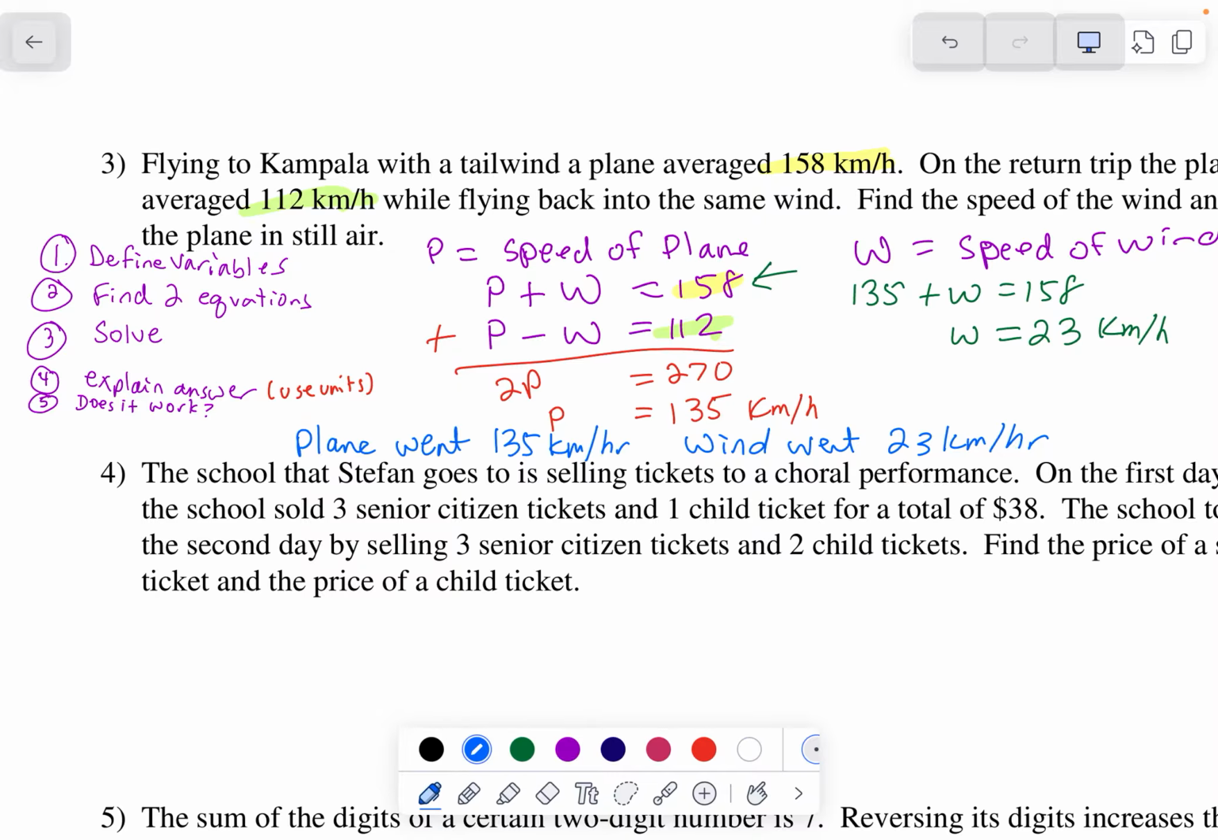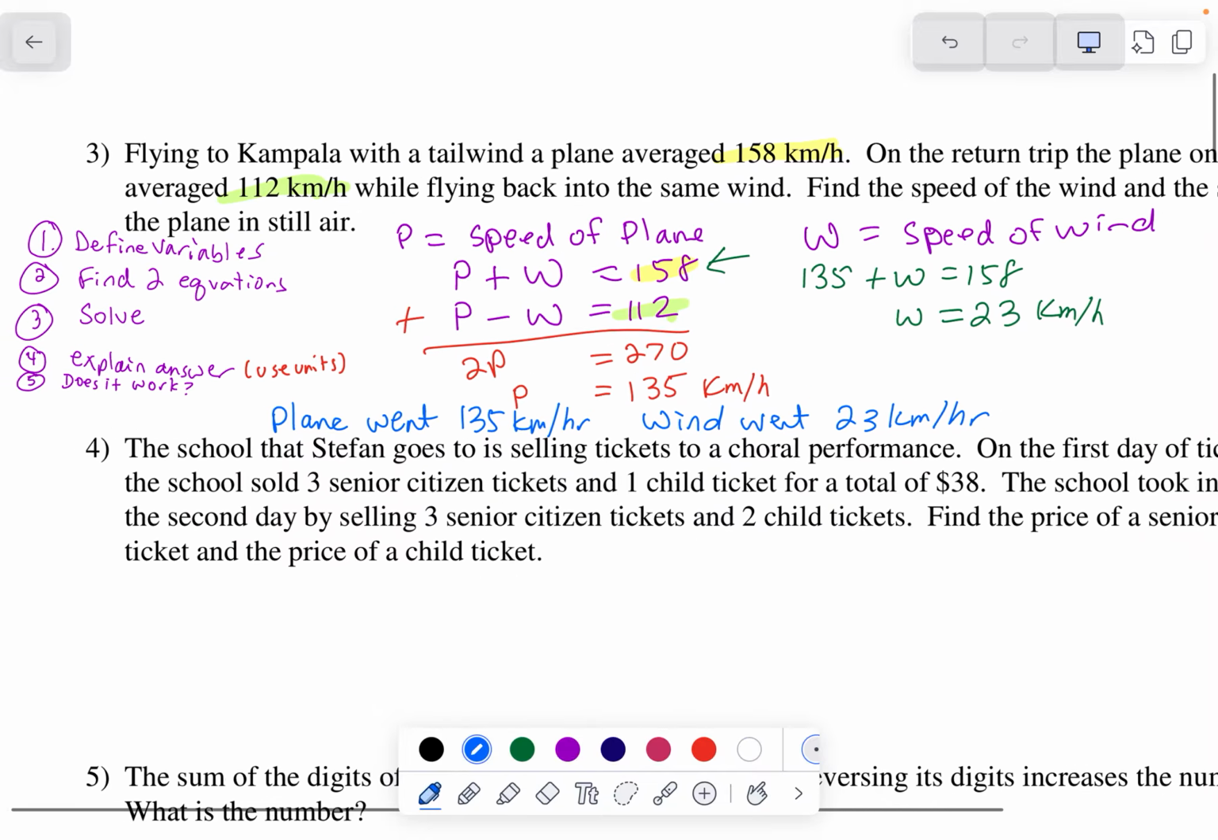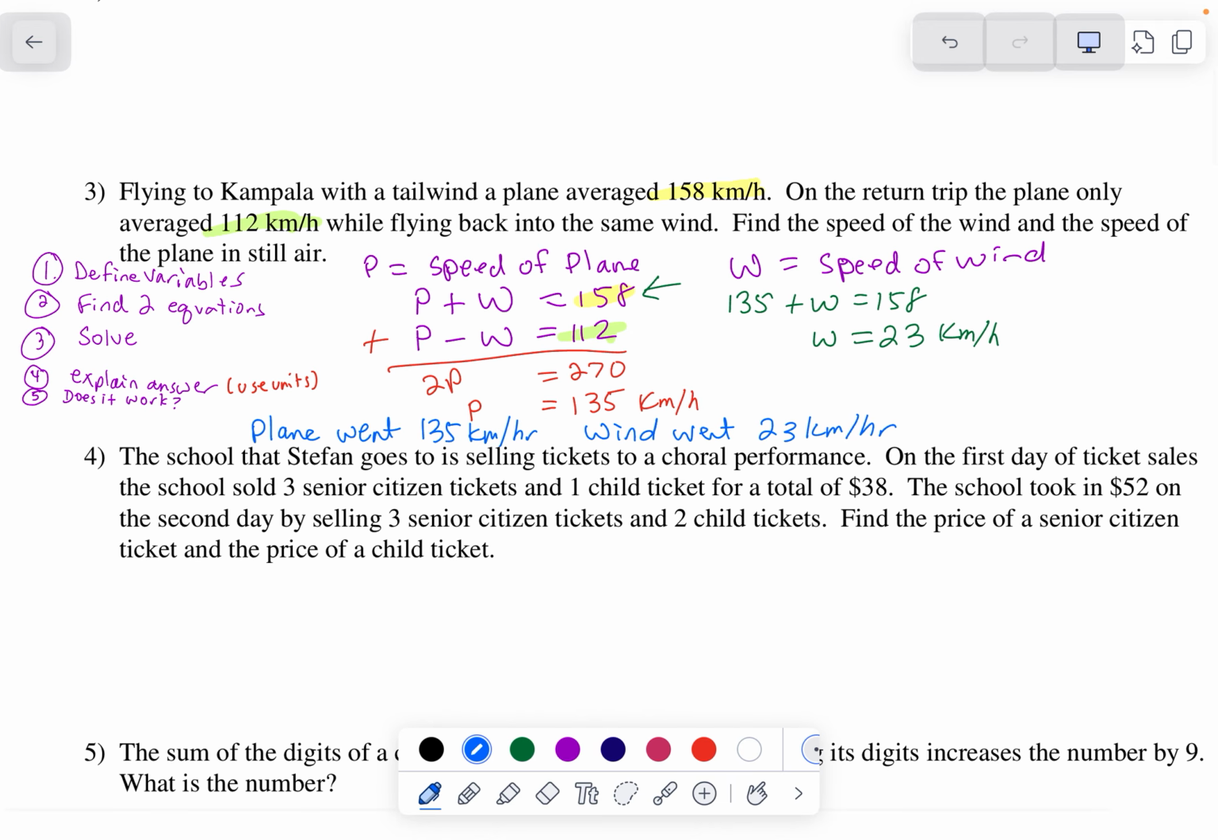And then always go back up and say, did I answer the question they asked me? Find the speed of the wind. Check, 23. Find the speed of the plane. Check, 135. So please make sure that you are answering the question. You kind of do that in your head. You don't really have to write anything for that step. That is just, did it make sense? Does that kind of make sense? Okay?